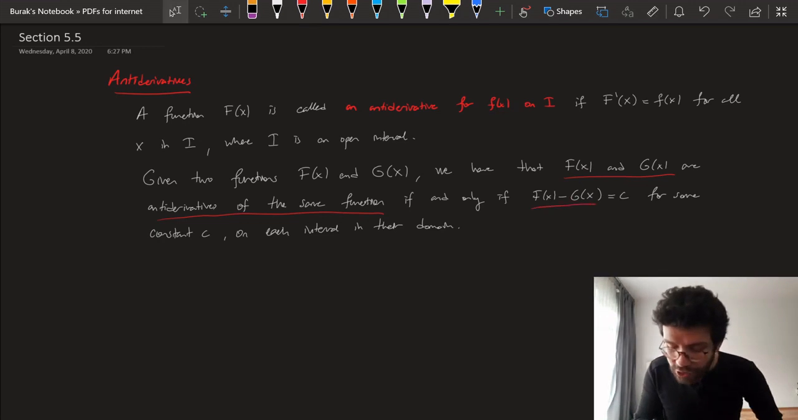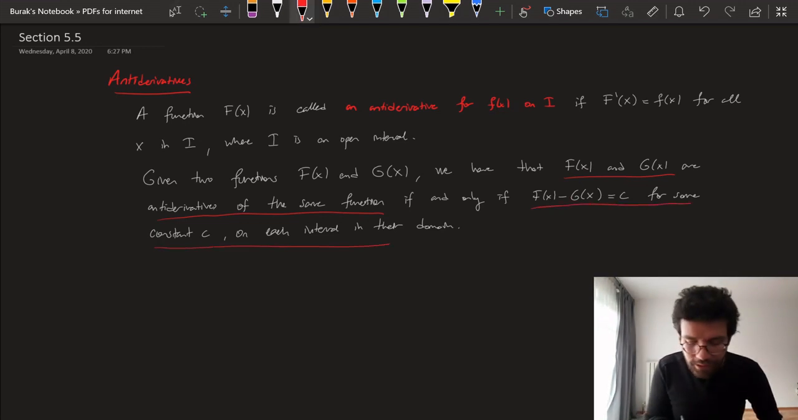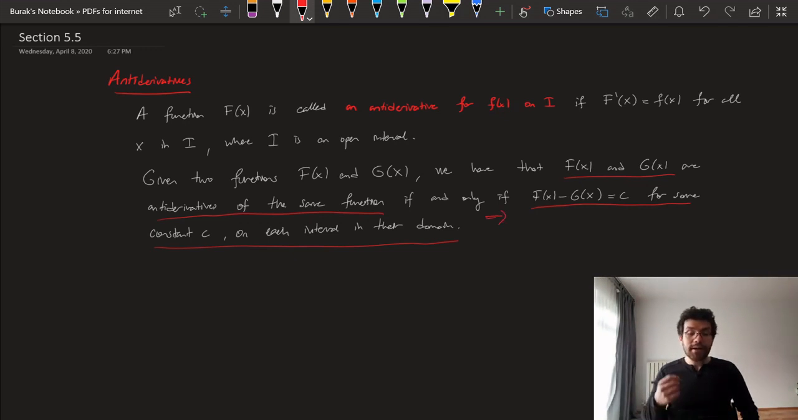Why is the other direction true? Let me explain it. I'm not going to write it down. Pretend that f and g are antiderivatives of the same function. You want to say that they differ by a constant. If they did not differ by a constant, then this function would be non-constant. Let's call this little h, okay?